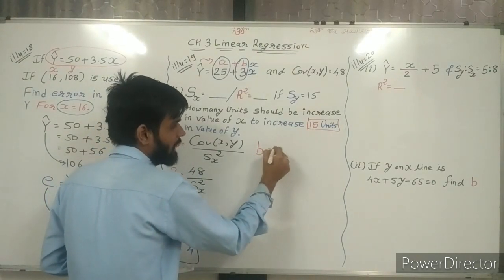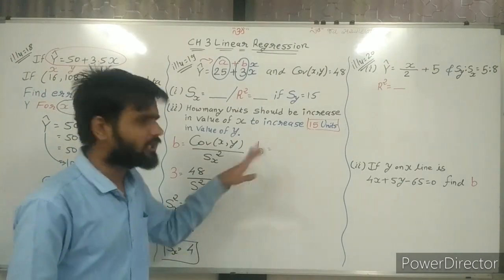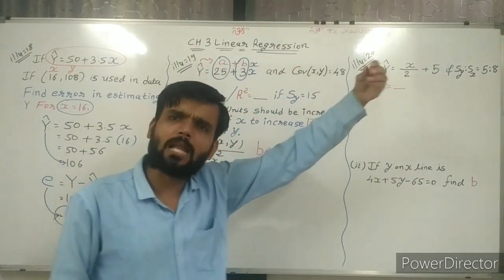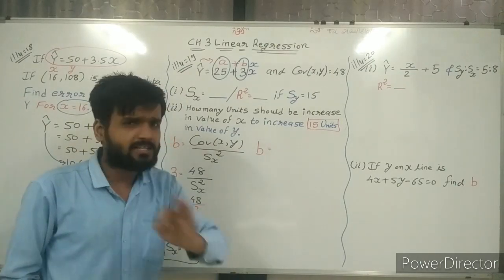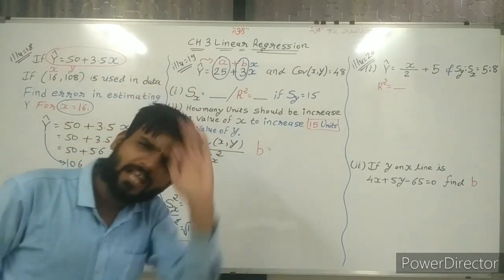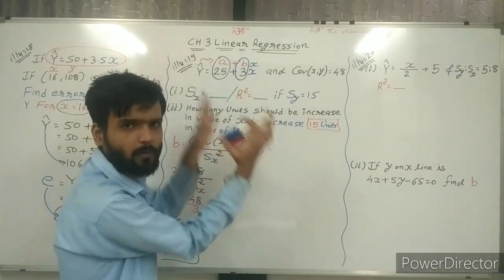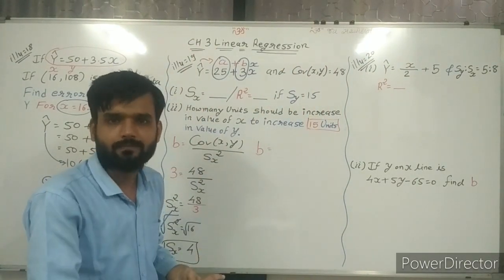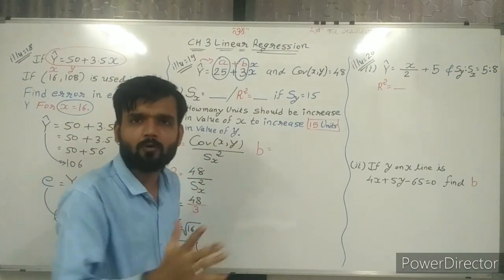Now this B formula does not depend on any formula of Karl Pearson. This B formula does not depend on Karl Pearson's formula. This is new for this particular chapter only. So for this chapter, I can say it is a special formula for B.